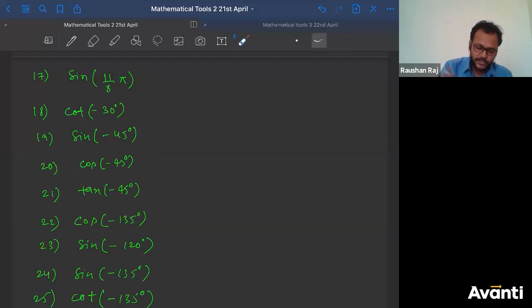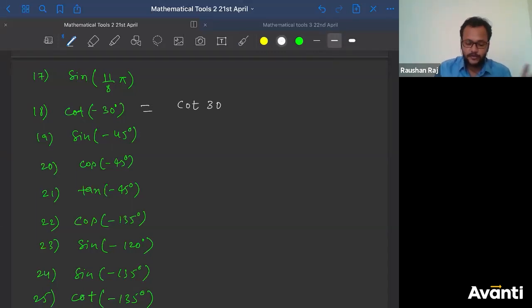So to avoid those conversions, I will write directly, I will directly write the sign. What do I have to do? I will write cot of 30. Directly cot of 30. Which quadrant is this angle lying in? Fourth quadrant. In the fourth quadrant, is cot positive or negative? Negative. So this is the answer. Okay? Next question. Sine of minus 45 degrees. Just copy this. Sine of 45 degrees. In the fourth quadrant, is sine positive or negative? Negative. So put the value negative here.